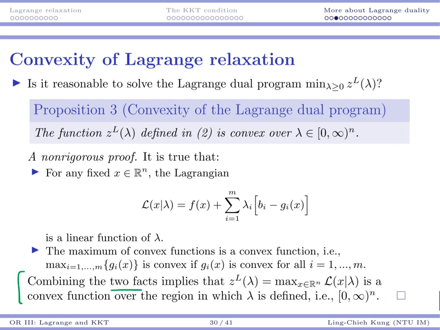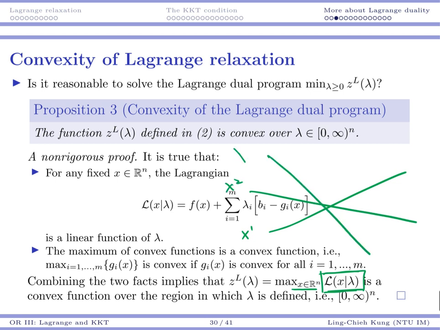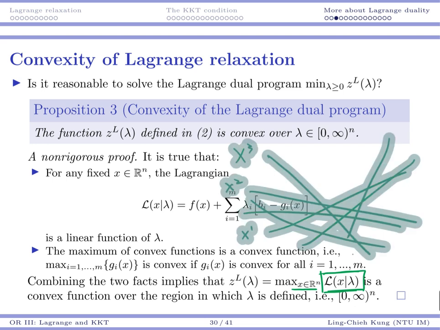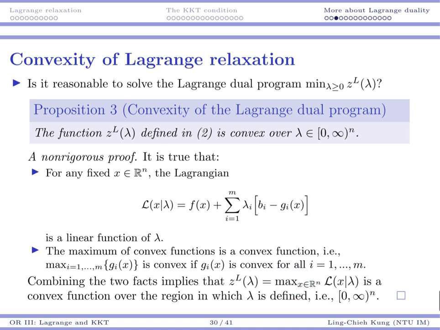Now we combine the two facts. We want to show the convexity of ZL, and we know ZL is the result of maximization over x. Given any x, this Lagrangian is a linear function. Given a first x, let's call it x1, this is a linear function over lambda. Another one, x2, is also linear, and so on. So you look at all these possible x, and you have a lot of linear functions. You take the maximum out of these linear functions, out of these convex functions. That's why ZL of lambda is convex over lambda.